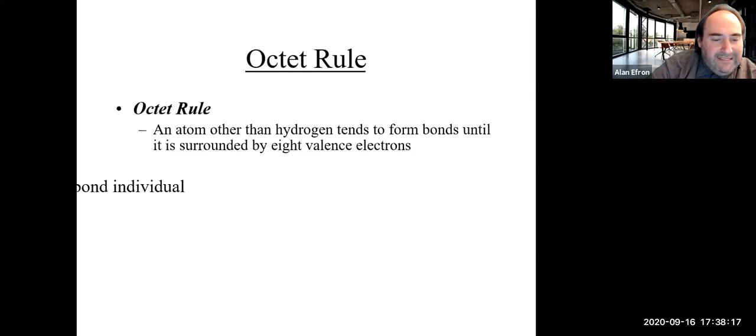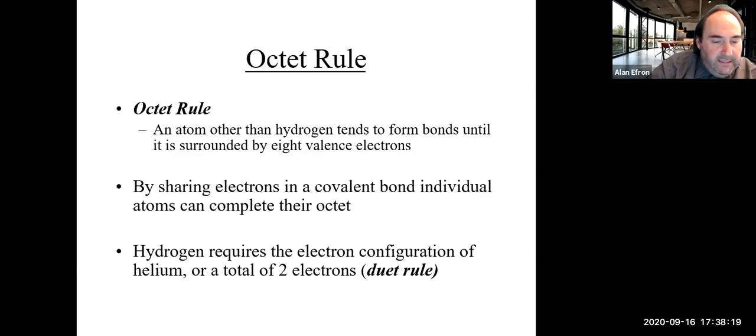So obviously 8 seems to be a big theme in bonding, and it is, and 8 is what is sometimes referred to as the octet rule, an octet meaning 8. Basically what it means is when atoms come together and start forming bonds, they will continue to form bonds until pretty much everybody has 8 valence electrons around them. That is, again, the goal, and that gets them to the noble gas configuration.